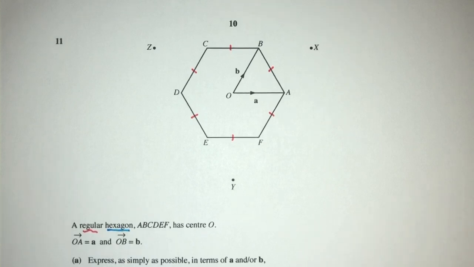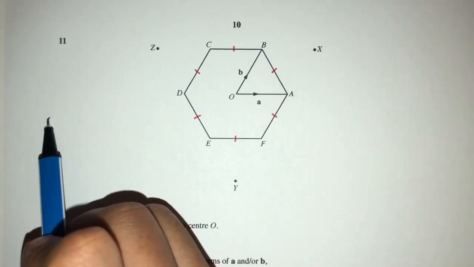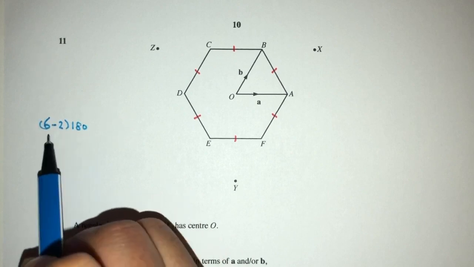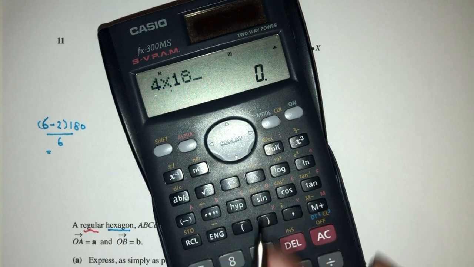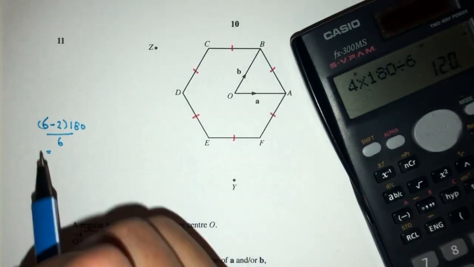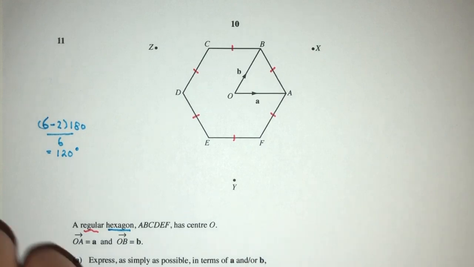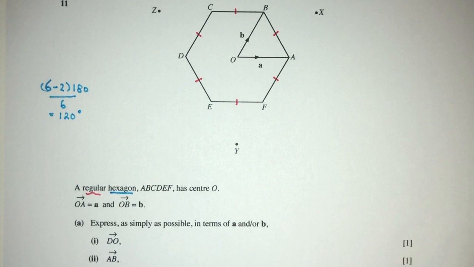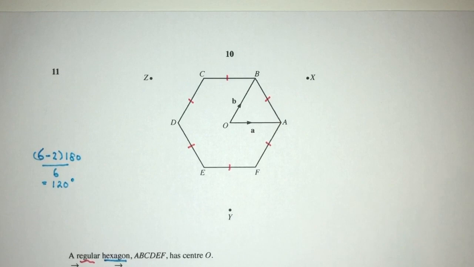Now, first thing I would like to ask you is, what is the size of the interior angle of a hexagon? So that will be 6 minus 2 times 180 divided by the number of sides. That should be 4 times 180 divided by 6. That will be 120, the size of one of the angles. Either way, let's see what we have here. So OA is A, OB is B. So these two are vectors given to you.